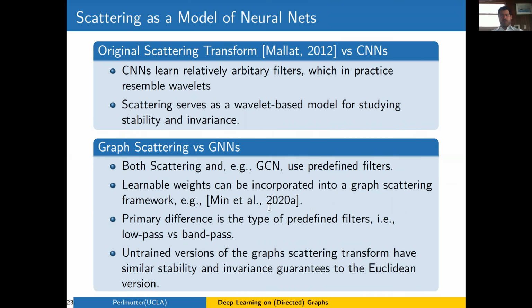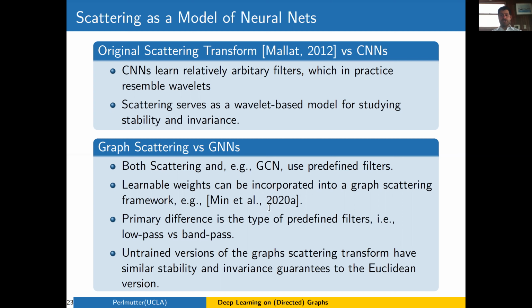Now, one last slide on scattering before I move to the second half of the talk, which is going to be related to directed graphs. This is for people who are familiar with the original scattering transform. The relationship between graph scattering and graph neural networks is not quite the same as with the original scattering transform. With the original scattering transform, what was observed was that CNNs have the flexibility to learn relatively arbitrary filters, but in practice, the filters learned in the early layers of the networks would resemble wavelets. And so Mallat came up with a wavelet-based model to provide a theoretical analysis of the stability and invariance of these learned CNNs.